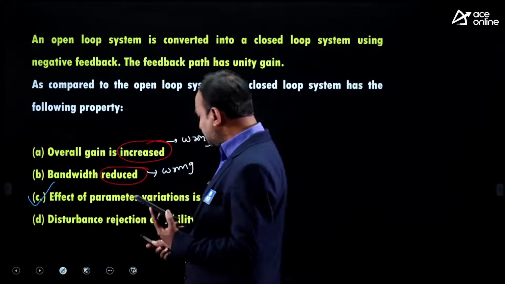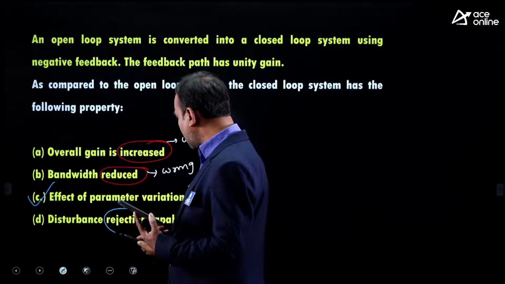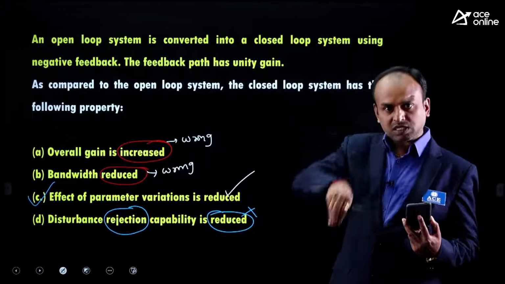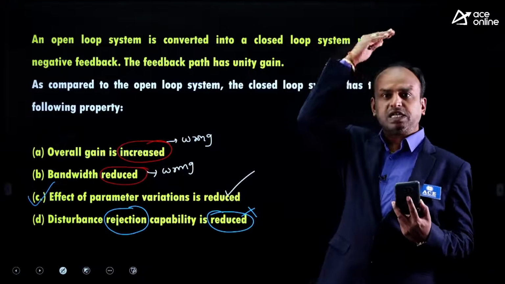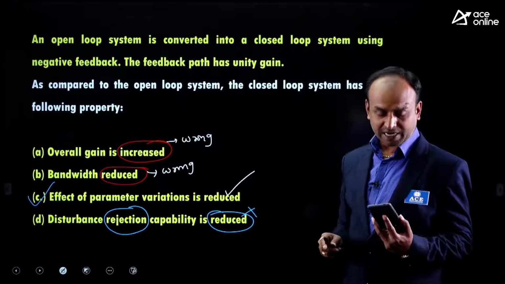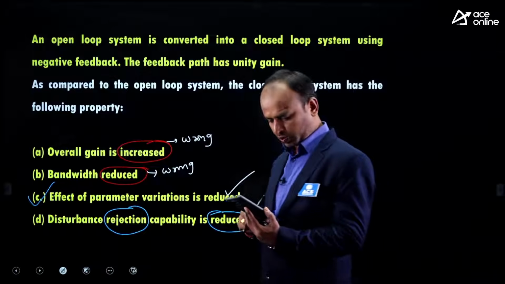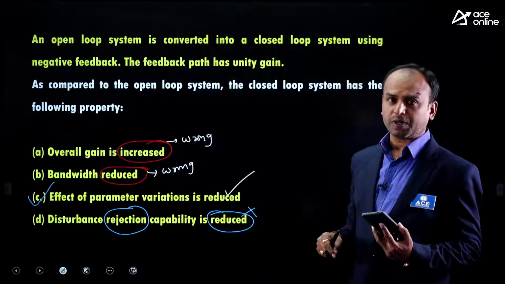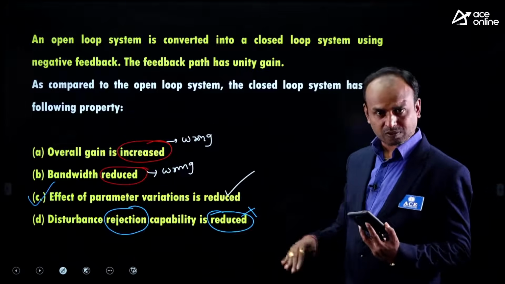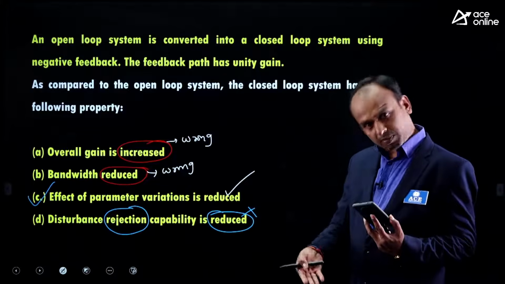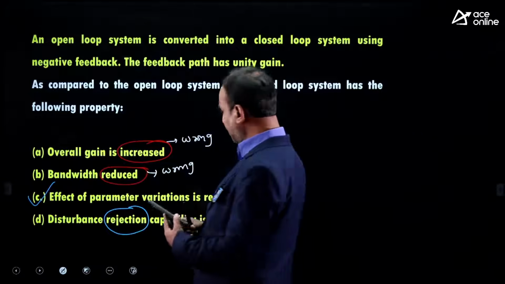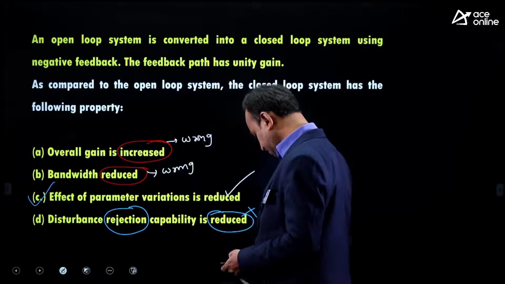Disturbance rejection capacity is not asking about the disturbance. Whatever the disturbance is present, the elimination is more in the closed loop. Disturbance rejection: whatever the noise is present in the open loop system is also present in the closed loop system, but the removing capacity in the closed loop is more. Yes, fine. Then we'll move to one more question.